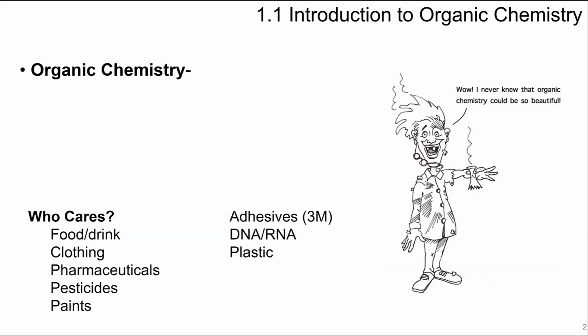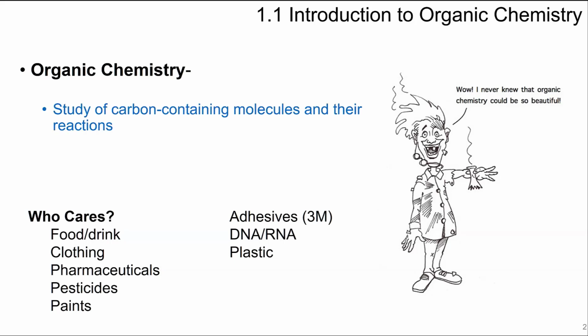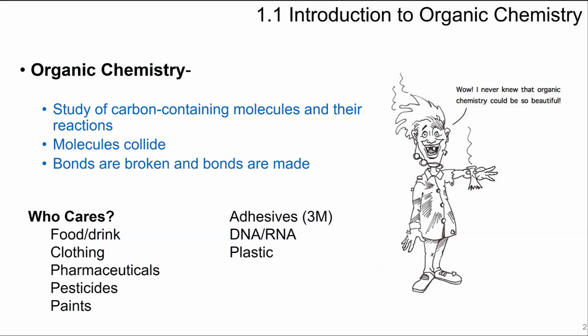So formerly, the definition of organic chemistry was the study of compounds that came from natural plants and animals. But now it has expanded to the study of carbon-containing molecules and the reactions that they undergo. So we'll look at how molecules collide and how bonds are broken and bonds are made to make new molecules.